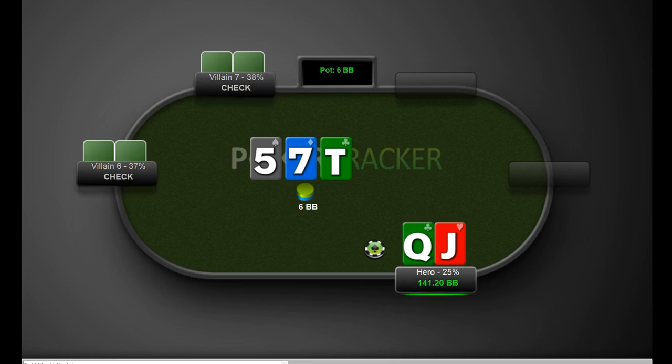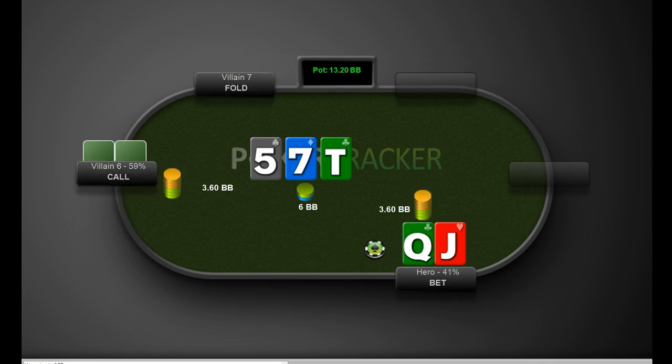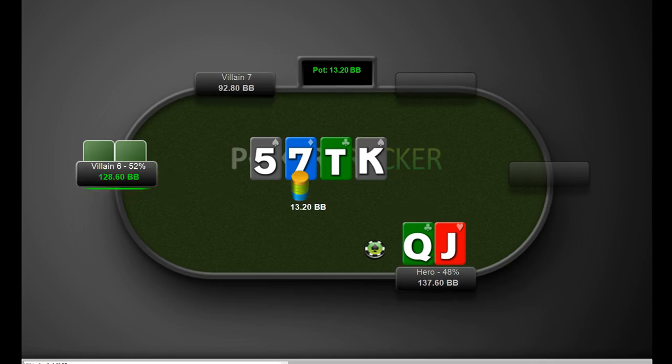We have a number of turn cards we can barrel. Decide to fire a continuation bet on the flop. And we pretty much bink the nut barrel card. We now have the OSD. That's exactly what we wanted.